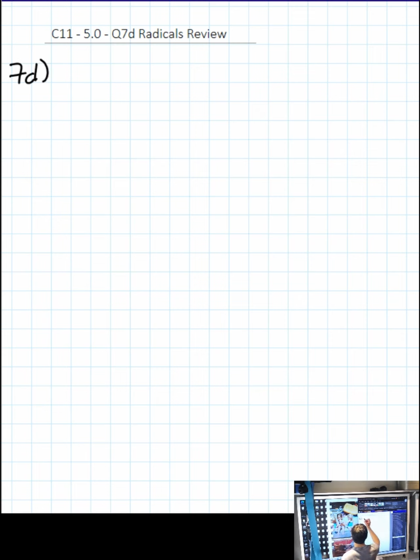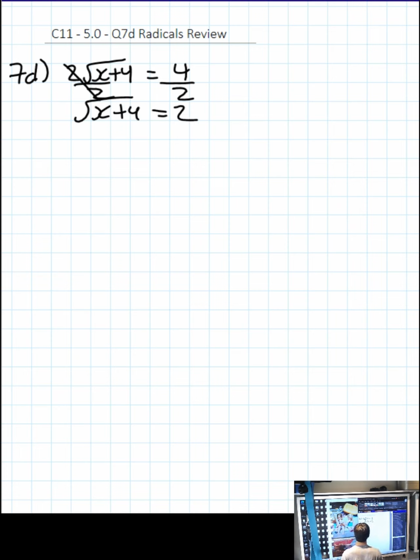Okay, we have 7d. So we have 2 square root x plus 4 equals 4. So we could square both sides, but we'd rather divide both sides by 2. Over 2, over 2. On the left-hand side, we can cross out the 2's, and we can say root x plus 4 equals 2. We can then square both sides. Brackets around the left-hand side squared, brackets around the right-hand side squared. On the left-hand side, we have x plus 4 equals 4. And we can minus 4 from both sides. x equals 0. Circle our answer.